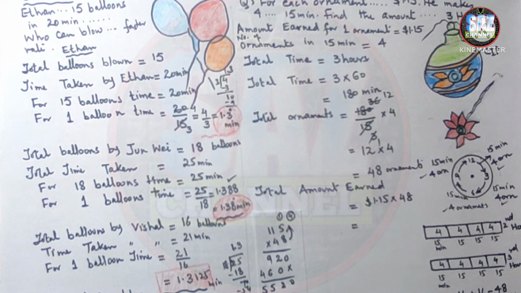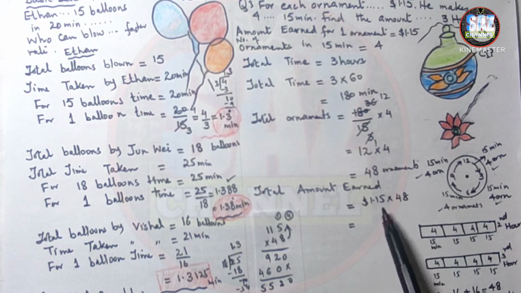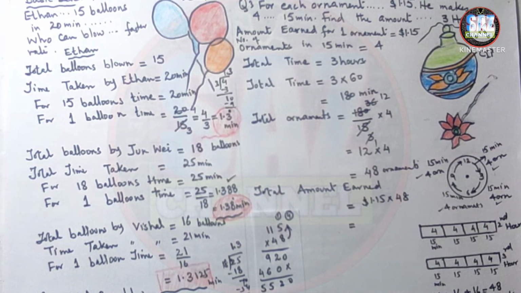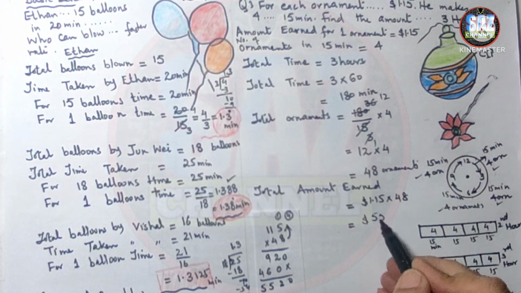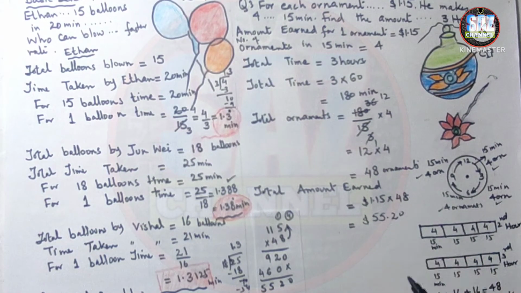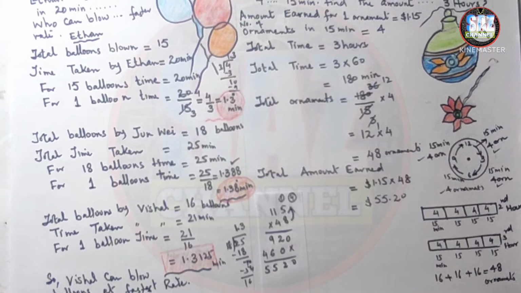I have multiplied the numbers, but the question contains the decimal as well, and the decimal in the question is placed after 2 digits. So, I have to leave 2 digits here, and my total amount will be coming $55.20.